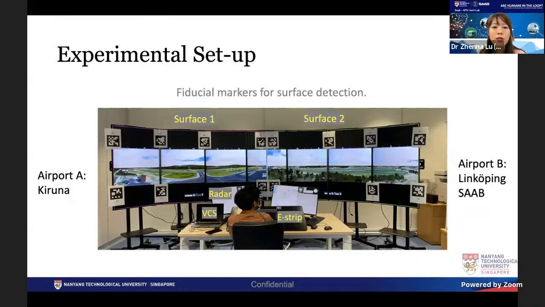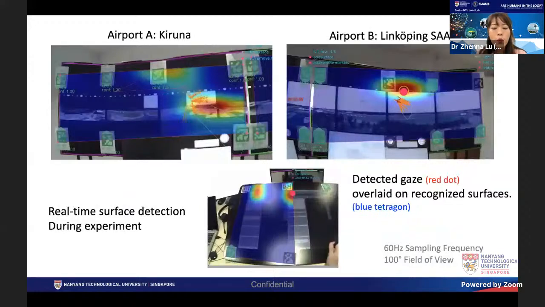This is our experimental setup. These markers are for surface detection. In our experiment, we have defined quite a few surfaces, but for the initial analysis, we only use the first 2 surfaces corresponding to the 2 airports. We didn't use the E-strip surfaces. In the second figure, the red dot is the detected gaze of the controller overlaid on the detected surface.